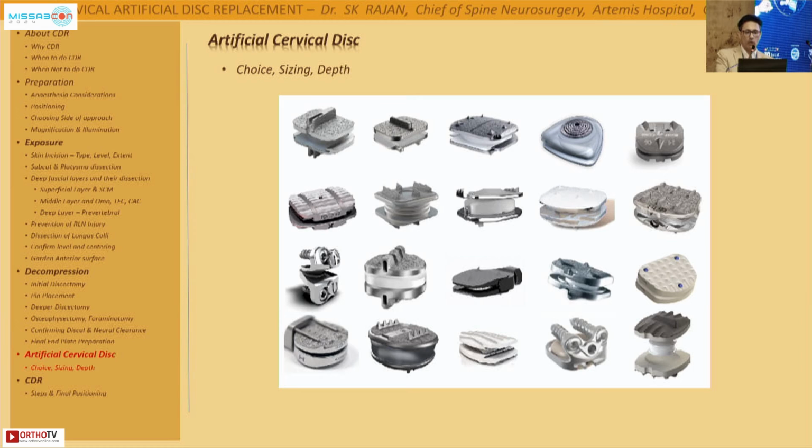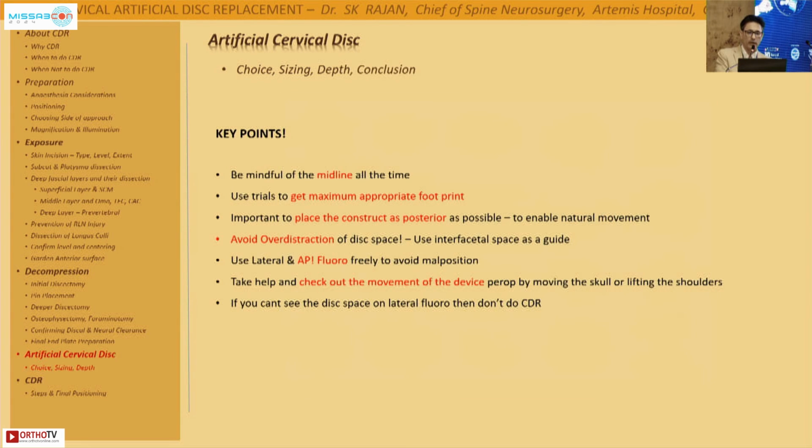Regarding the implants, a lot of implants are available. In general, from the keel type, they've now gone to simple cage kind of implants. So there is not much science left in placing these anymore. They will just go inside after you place the trial, and they will just hold there. So you don't need to prepare a keel. In general, the key points are to be mindful of the midline all the time. That's why you need to have a radiolucent table. Also extremely important, you should be able to see that disc level on your lateral X-ray. Otherwise, don't attempt disc replacement at that level.